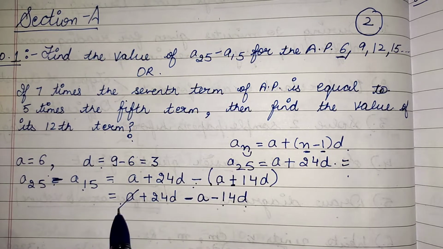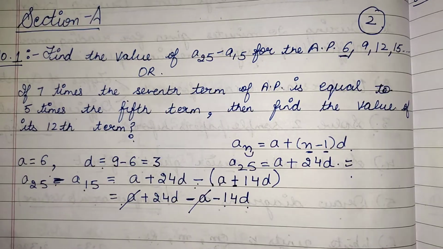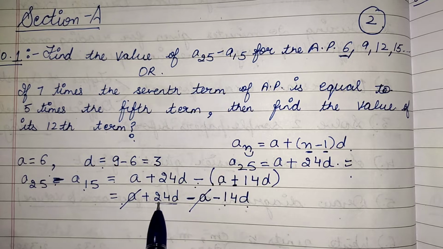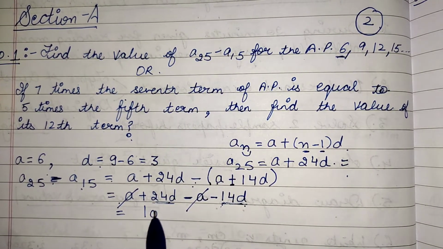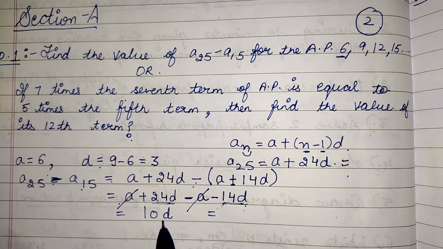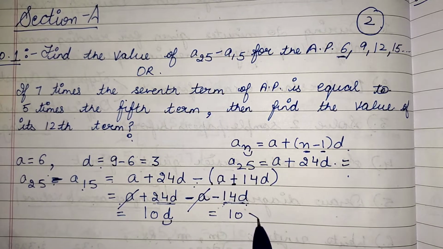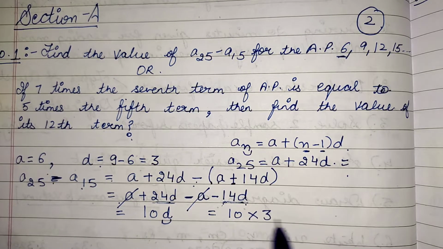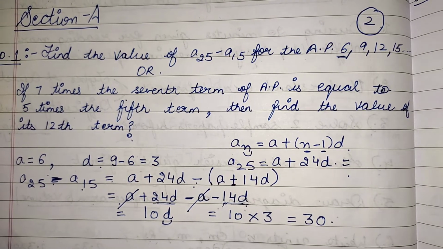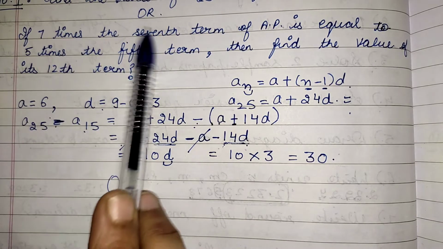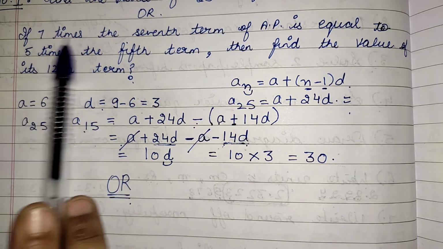Then A and A will get cancelled out. Then this will become 24D minus 14D, which is equal to 10D. Now put the value of D. D is 3. So my answer will be 10 into 3, which is equal to 30. Easy one. So coming to the OR part, what does the statement say?